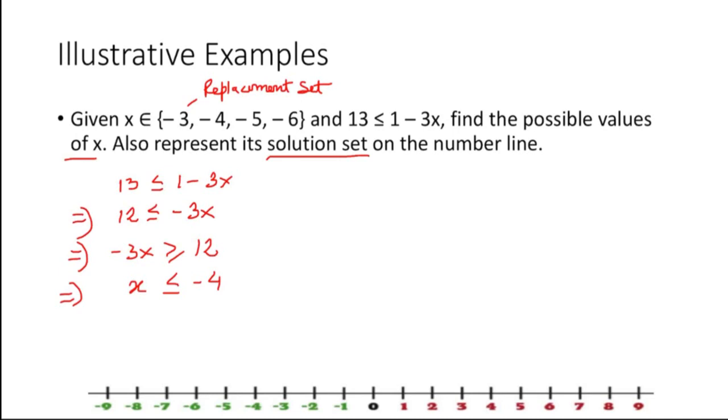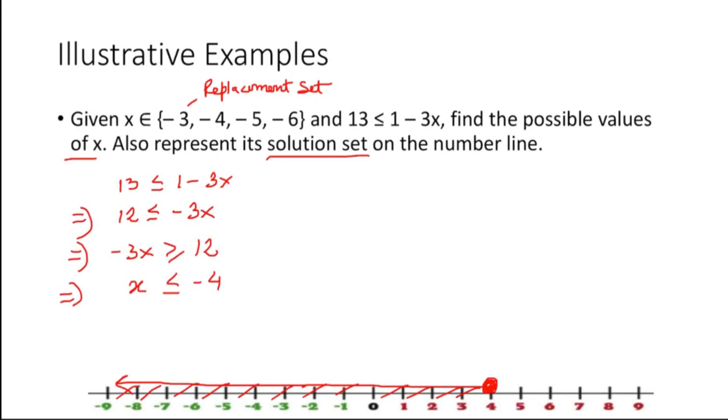Now let's represent this on the number line. Since x is less than or equal to negative 4, we know x can take the value of negative 4, so we represent that with a closed circle. And we represent the values that x can take by an arrow on the left side of this number line. So x can take all the values shown on the number line, and the solution set will contain all these numbers.